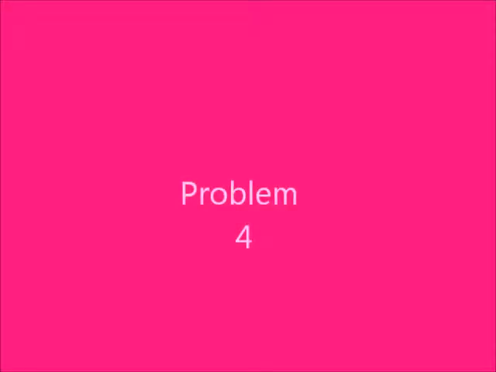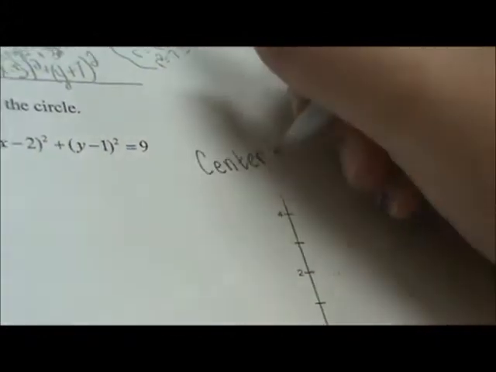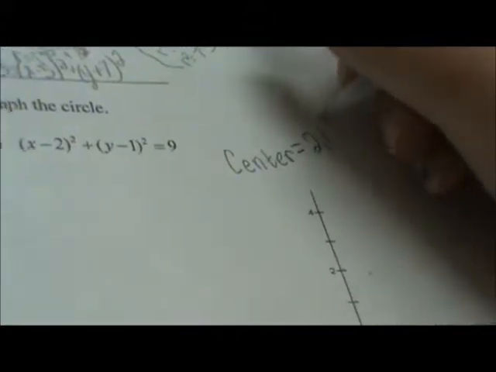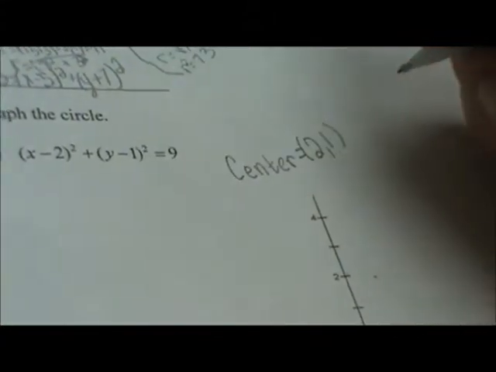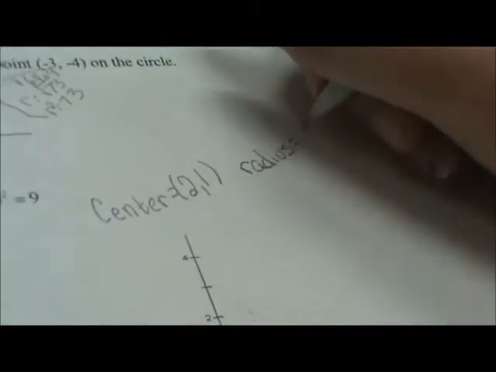Okay, going on to problem 4. You know that the center points are going to be 2 and 1, because those are in the spots of h and k. Then we need to find the radius. Right now we know the diameter, so we need to square root the 9. So we will get 3.